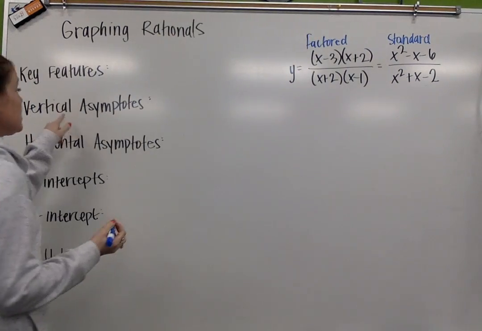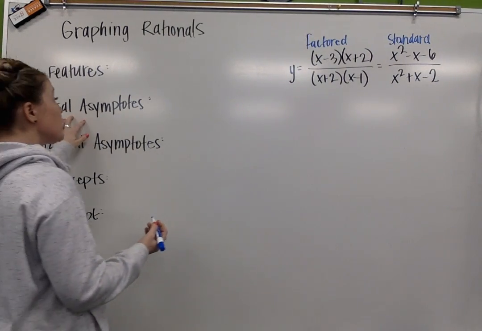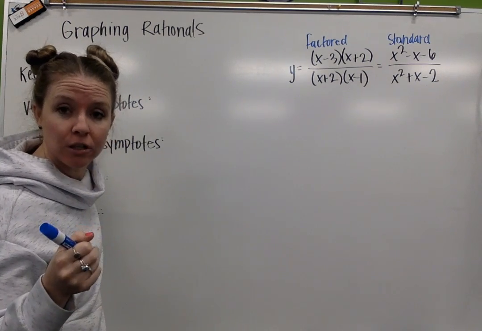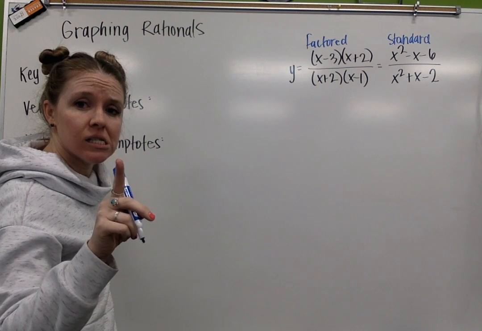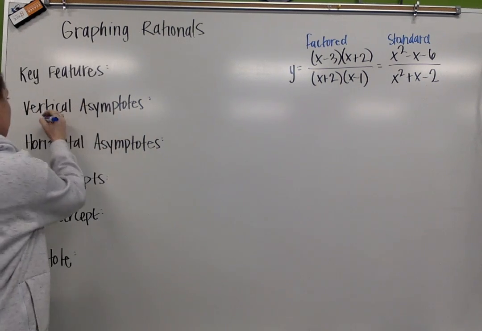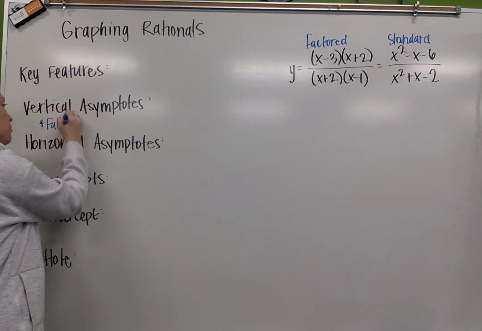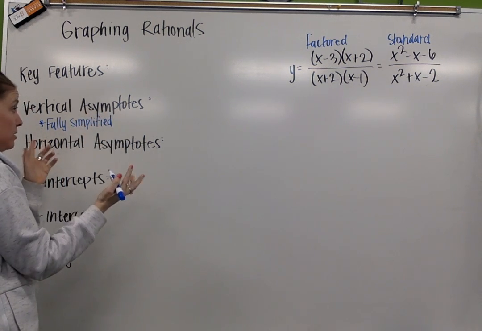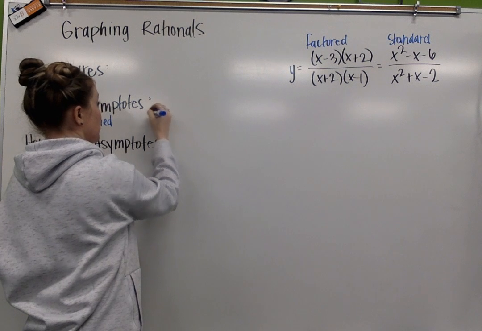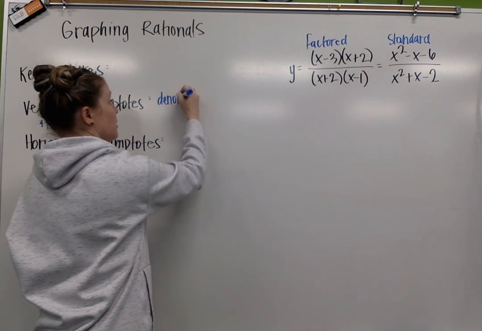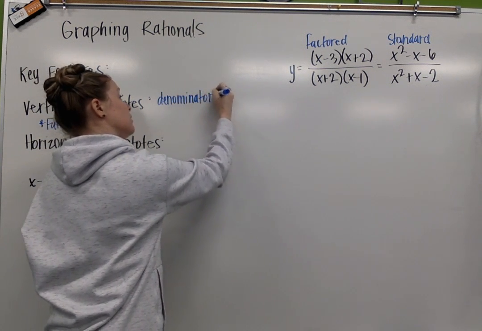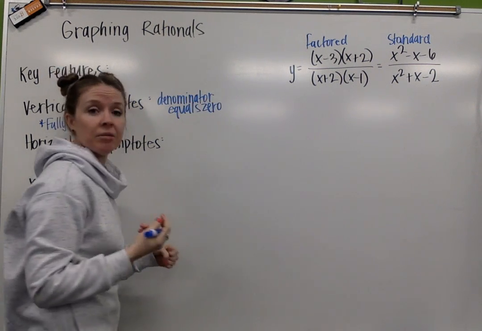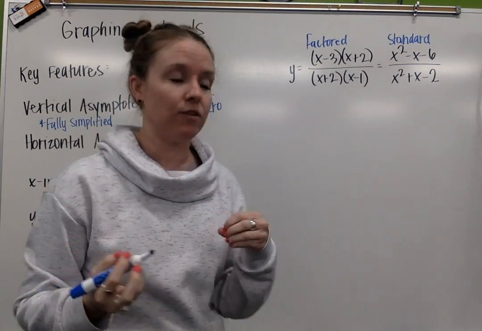So first thing we're going to look at is vertical asymptotes. Vertical asymptotes come in after it's been simplified, and we'll see that for specific reasons. Actually, yeah, once it's fully simplified. So I'm going to put that note here. You're looking at the fully simplified function, and our vertical asymptotes happen when the denominator equals 0. So if the denominator equals 0, that's where we're going to see a vertical asymptote.